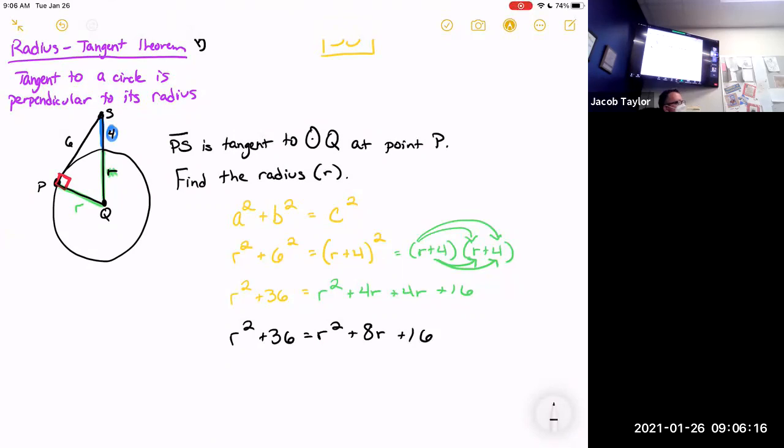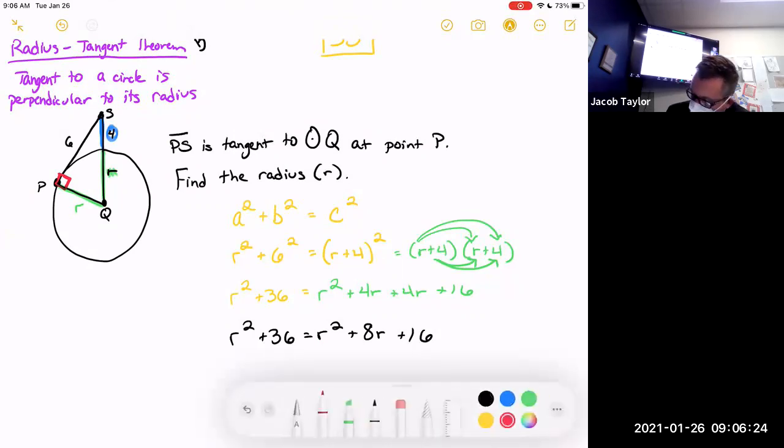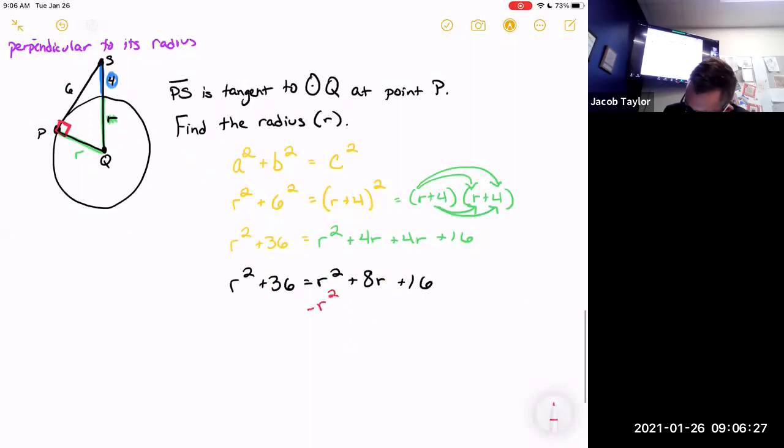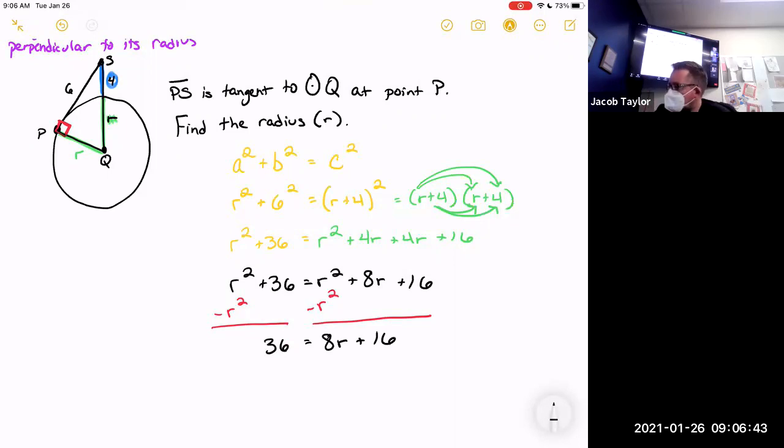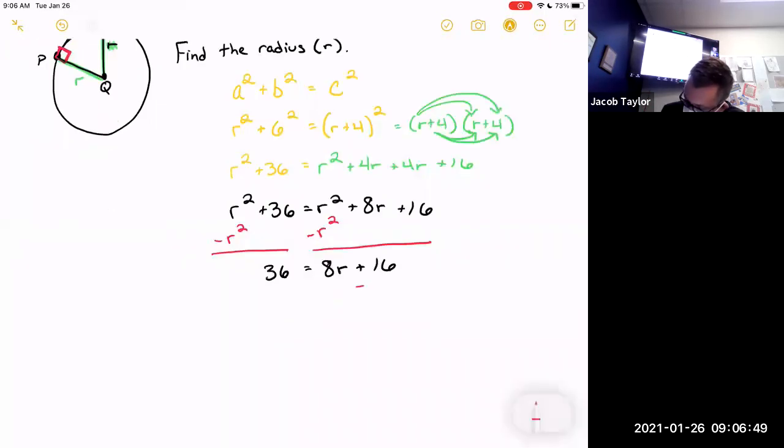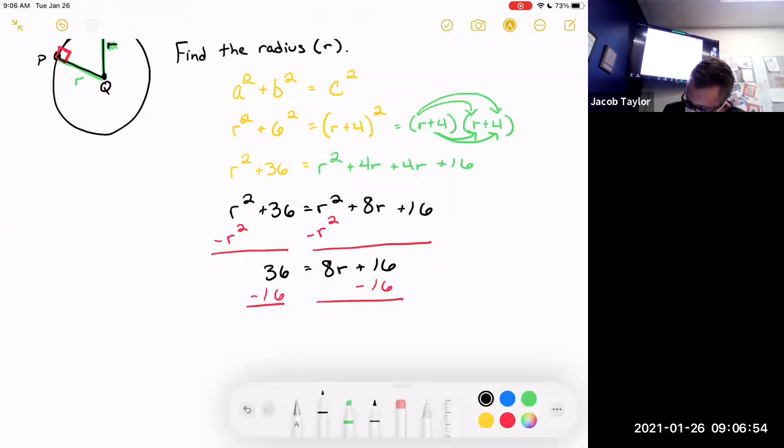Now you may be looking at this problem and thinking, why have you forsaken me? I have to solve things that have R squared in them. But calm down, because the very first thing that I'm going to do is subtract R squared on both sides, which will leave me with 36 equals 8R plus 16. And voila. Wait, we're not done. Don't we have to subtract? Subtract 16 on both sides, and then we divide by 8. Then R equals.